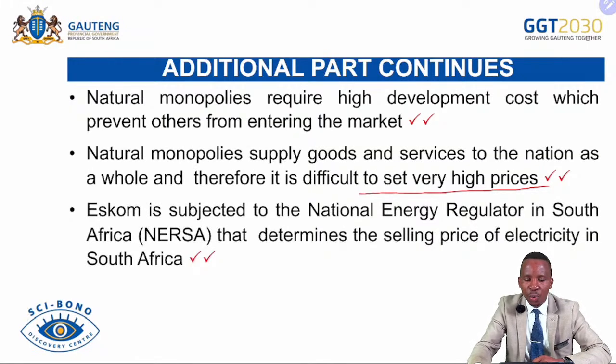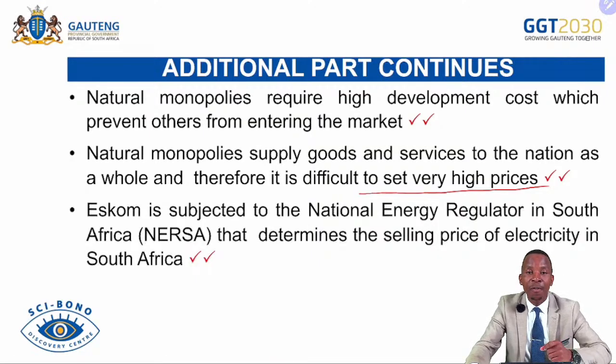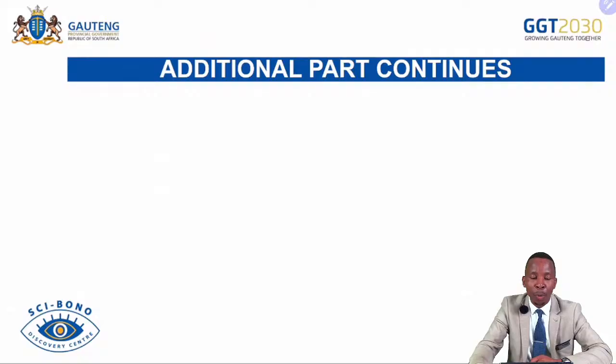Eskom is subjected to the National Energy Regulator in South Africa, which is NERSA, that determines the selling price for electricity in the country. So Eskom simply suggests and requests to increase the price so that it can earn more revenues. Then NERSA, the National Energy Regulator of South Africa, the committee will sit and see if it's worthwhile for Eskom to increase the price. Then NERSA will simply decide if the price should be increased or kept at the lower level. So Eskom does not simply determine the price on its own. That makes it difficult for it to enjoy the economic profit or long-run equilibrium that is depicted under monopolies.